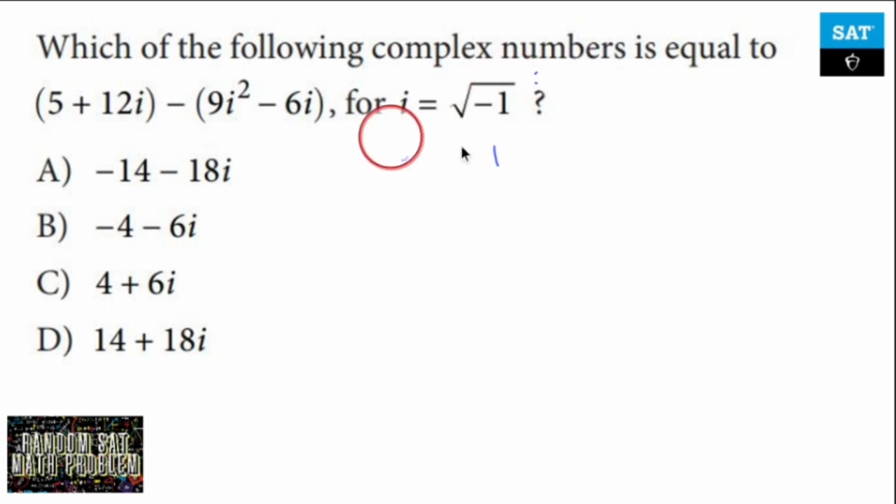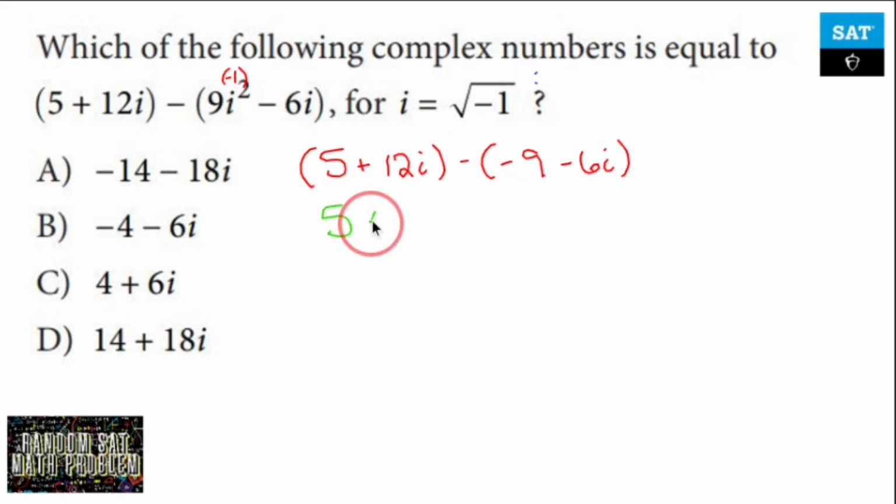Why do I care about that? Well, I can take this second parentheses and replace i squared with negative 1. So now what I have is 5 plus 12i inside a set of useless parentheses, minus 9 times negative 1, is negative 9, minus 6i. So let's deal with these parentheses. Nothing in front of a parentheses means I don't need them. There's nothing holding me from keeping that parentheses there.